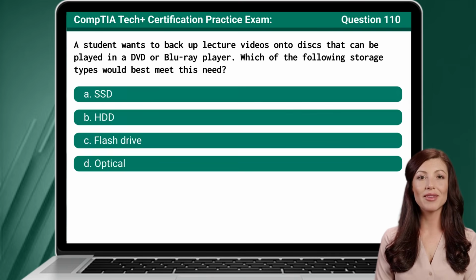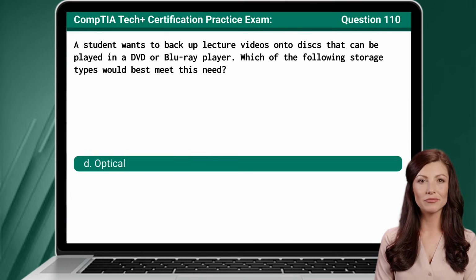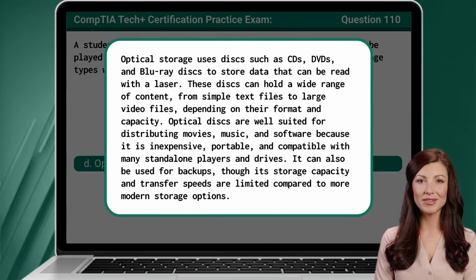The answer is D. Optical. Optical storage uses disks such as CDs, DVDs, and Blu-ray disks to store data that can be read with a laser. These disks can hold a wide range of content, from simple text files to large video files, depending on their format and capacity. Optical disks are well suited for distributing movies, music, and software because it is inexpensive, portable, and compatible with many standalone players and drives. It can also be used for backups, though its storage capacity and transfer speeds are limited compared to more modern storage options.